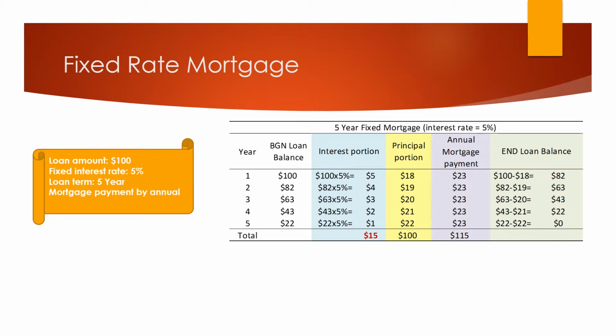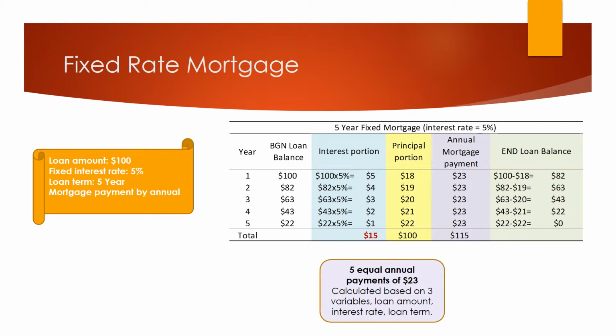The table shows from left to right, beginning loan balance, interest expenses, principal payback portion, fixed mortgage payments, and ending loan balance for year 1 through year 5. So let's look at the purple column. The predetermined mortgage payment in this case is $23 per year for 5 years, and this is calculated based on 3 variables: loan amount, interest rate, and loan term.